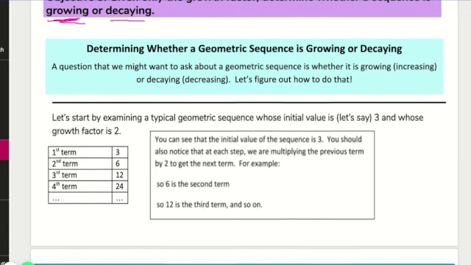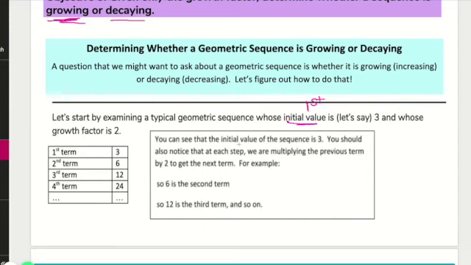Let's start by examining a typical geometric sequence whose initial value, let's say 3, whose growth factor is 2. Okay, so again, remember, initial value means the first number in the sequence. So here, we have the first term is 3, which is our initial value. The second term is 6. Third term is 12. Fourth term is 24.